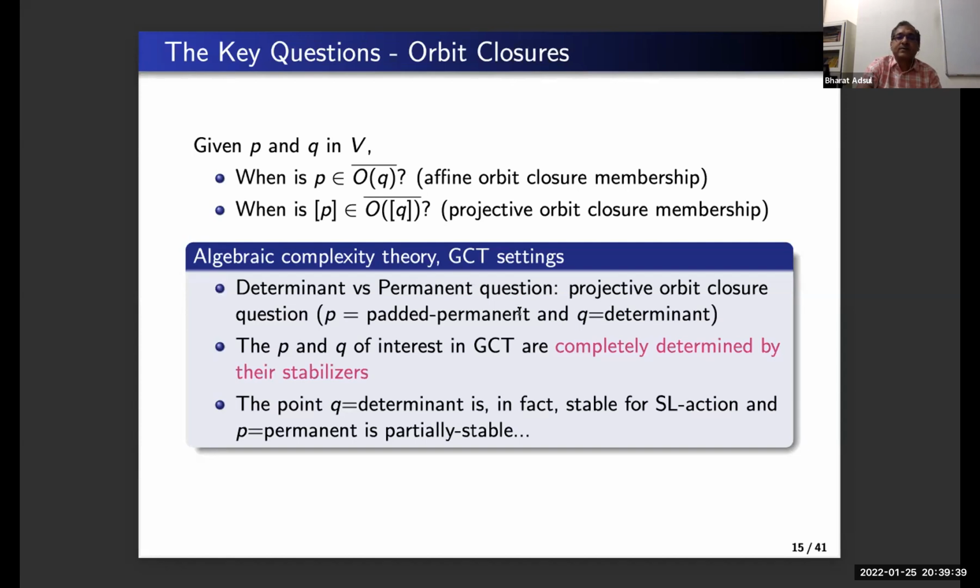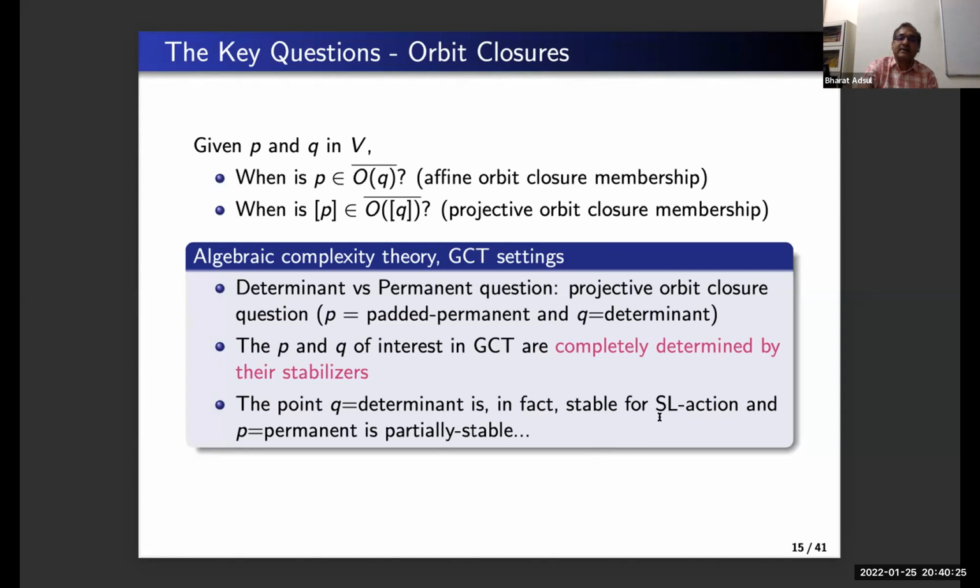Let me also say a few words about the kind of P and Q that one is interested in. From the point of view of GCT, the P and Qs, such as this determinant and permanent, are very special in the sense that they are completely determined by their stabilizers. So these points can be more or less recovered up to a multiple just by knowing their stabilizers. Very special in that sense. And in fact, if I look at the determinant point, the determinant function on n square variables, I have the GL n square action on these forms of degree n in n square variables, the standard form space action.